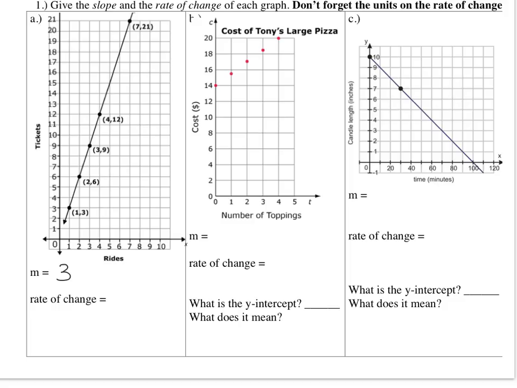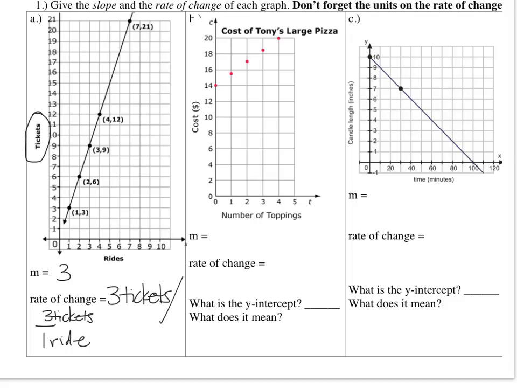So let's just go back to 3 over 1, right? The top number is 3, the bottom number would be 1. The 3 stands for Y, which is tickets, right? So it would be 3 tickets for every 1 ride. And so we would divide 3 divided by 1, and we would get 3. So the answer, the rate of change, would be 3 tickets per ride.